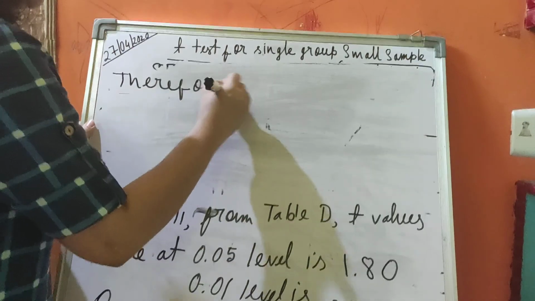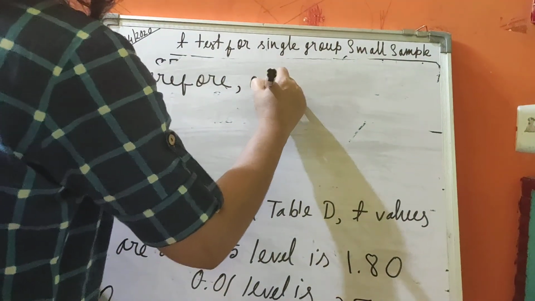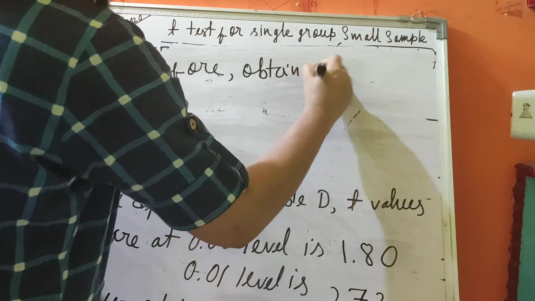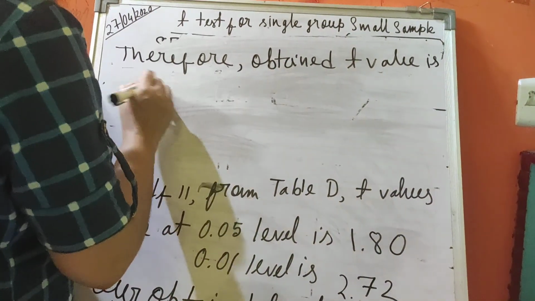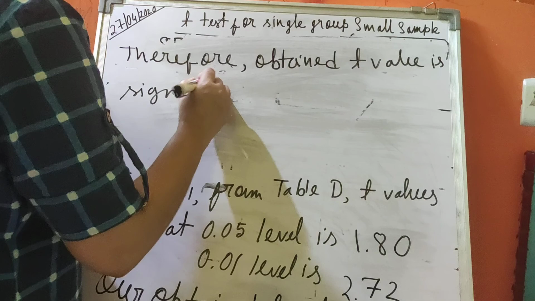Therefore, you need to write it like this: therefore, the obtained t value is significant.